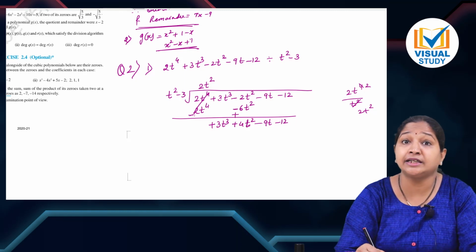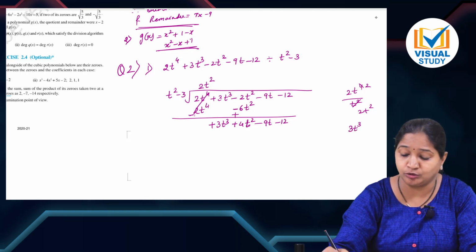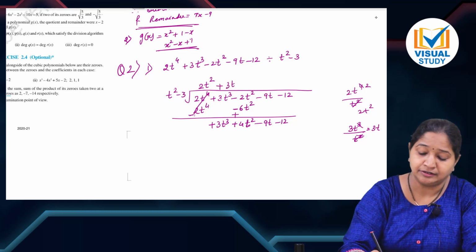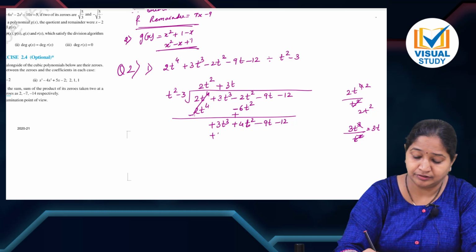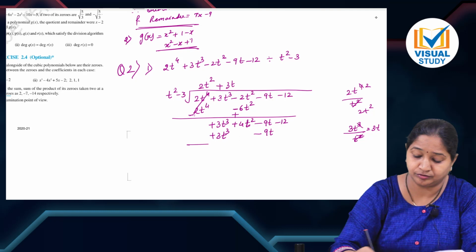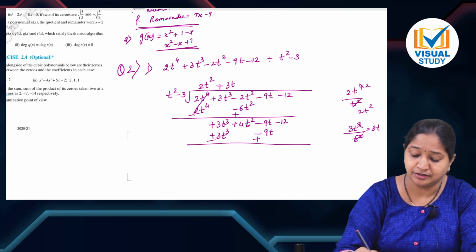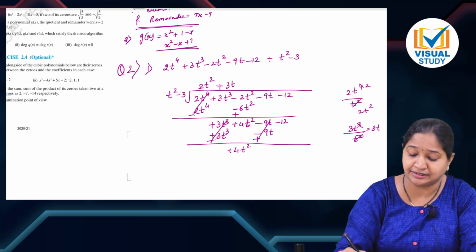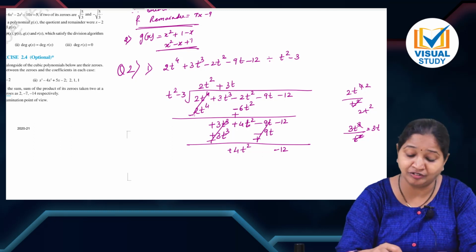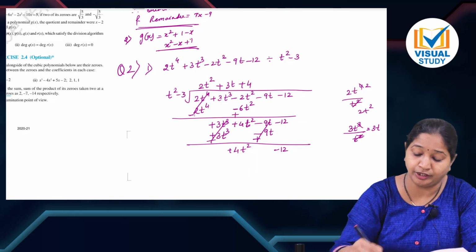Now what you want is 3t cube. For 3t cube, you have to divide it by t square and you get 3t. So plus 3t. 3t into t square is 3t cube. 3t into this is minus 9t. Now again cancel it. You get 4 plus 4t square. This also gets cancelled and minus 12. Now what you want is 4 only because you have t square. So plus 4. 4 into t square you get 4t square.